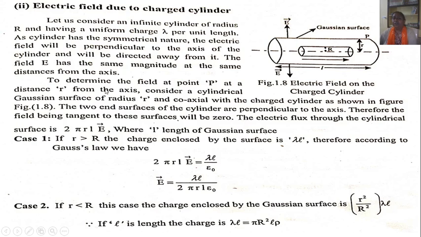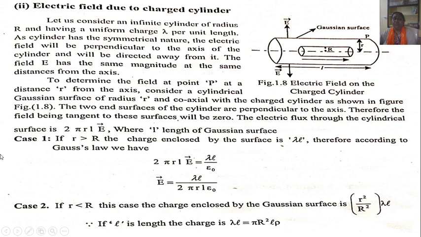Now to determine the field at a point P as shown in figure C, that point P having the distance r from the axis, consider a cylindrical Gaussian surface of radius r and coaxial with the charged cylinder as shown in figure C, and the two end surfaces of the cylinder are perpendicular to the axis.